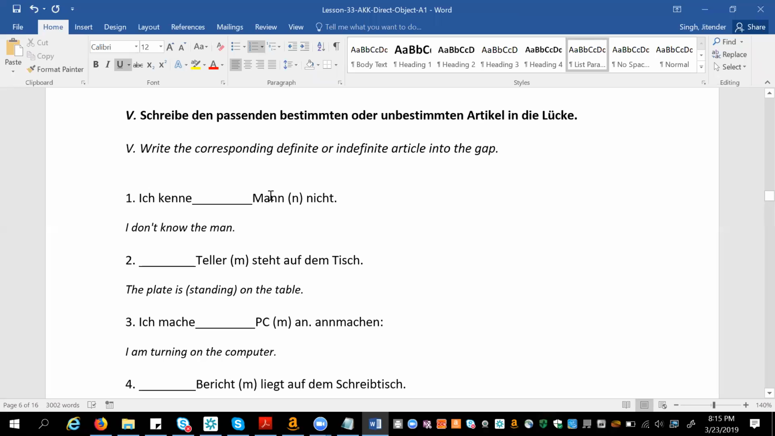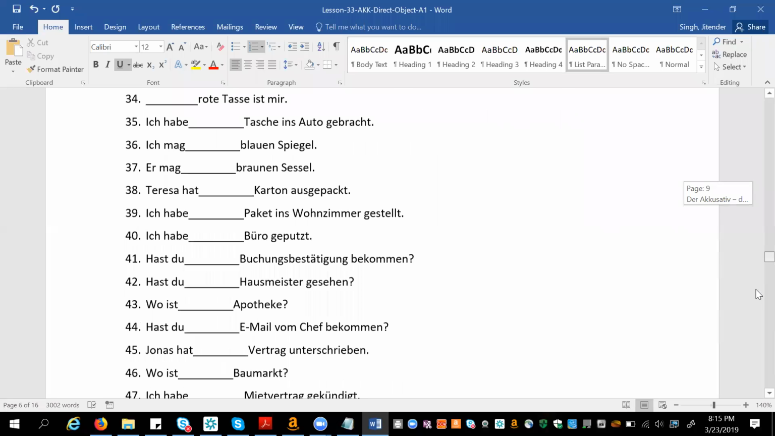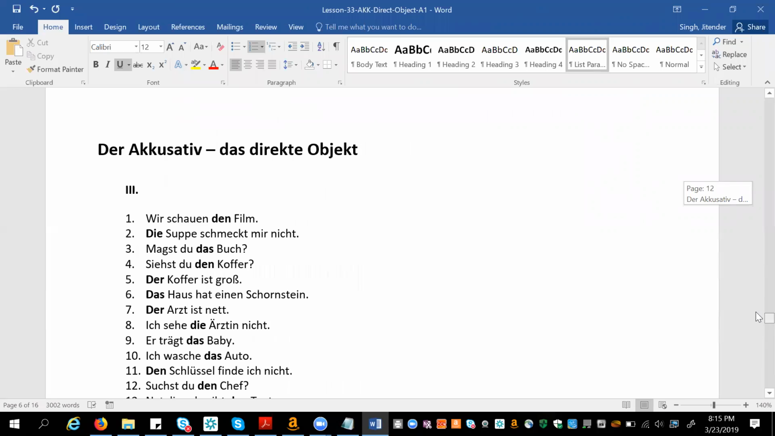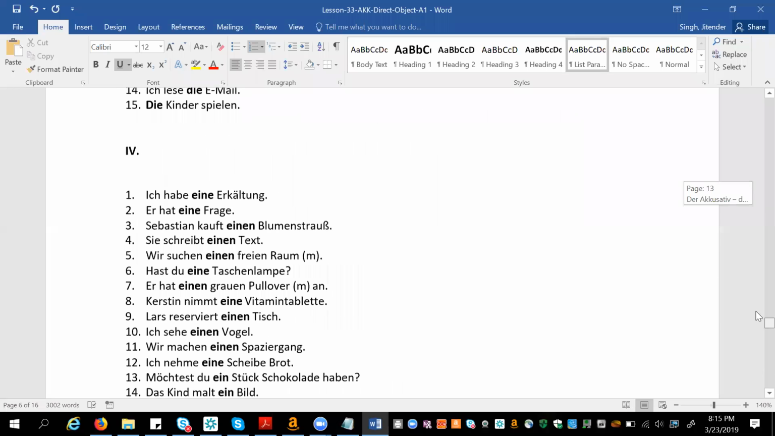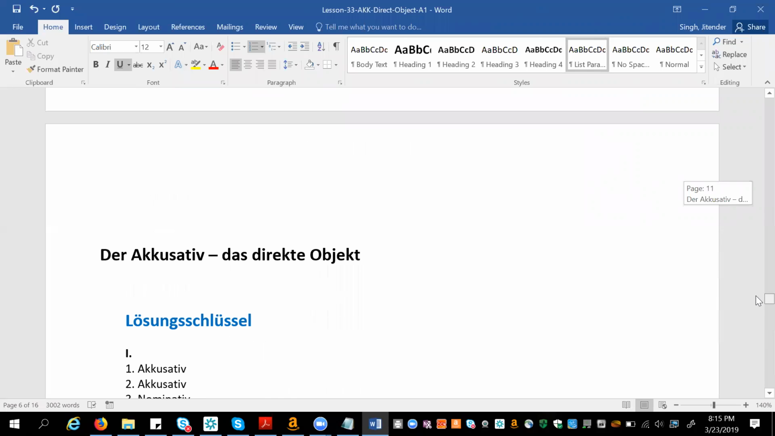So I'll send you this exercise. You can do it on your own, and after completing it you can check. There are so many exercises, and you can also remember so many nouns, right? Here is the solution key I have also provided, Lösungsschlüssel, at the end of the exercise. You can refer to the solution key and see what progress you have made, how many sentences are correct and how many are incorrect. Perfect. I will share that with you guys and you can practice it.